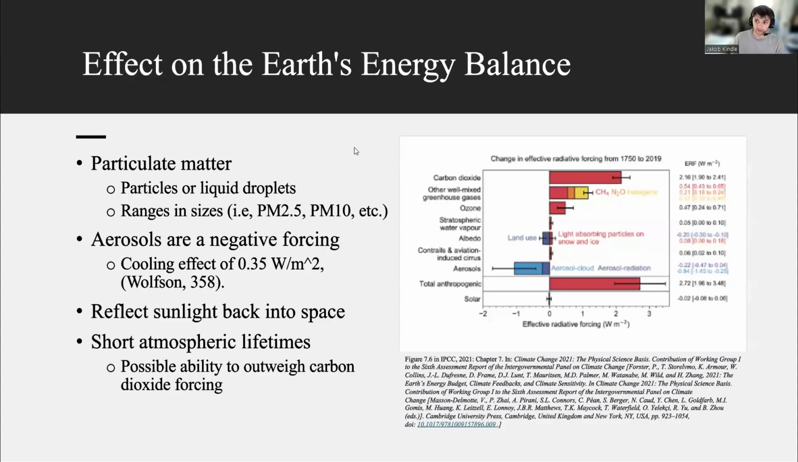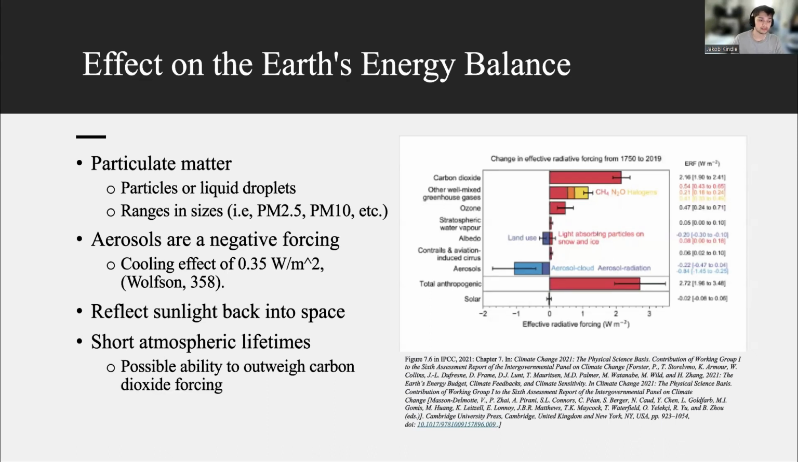So, aerosols are considered particulate matter that is suspended in the atmosphere. These particles can be liquid or solid, and they do vary in size. So, you'll commonly see them listed as PM 2.5 and PM 10. This is just saying that they are 2.5 microns or 10 microns, and that is normally how they are measured, in the use of microns.